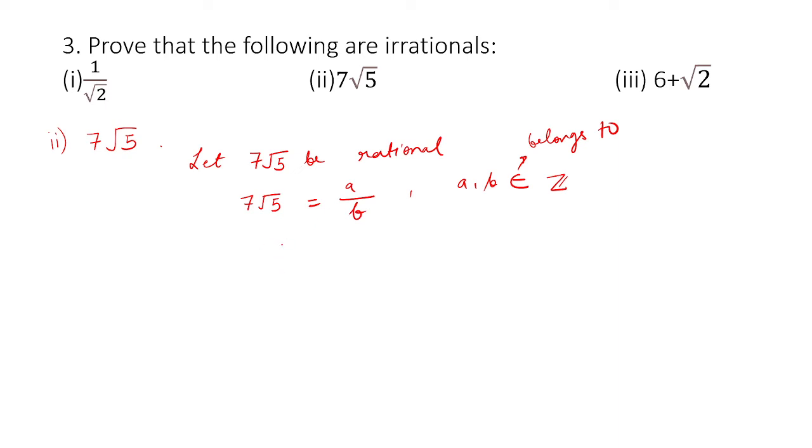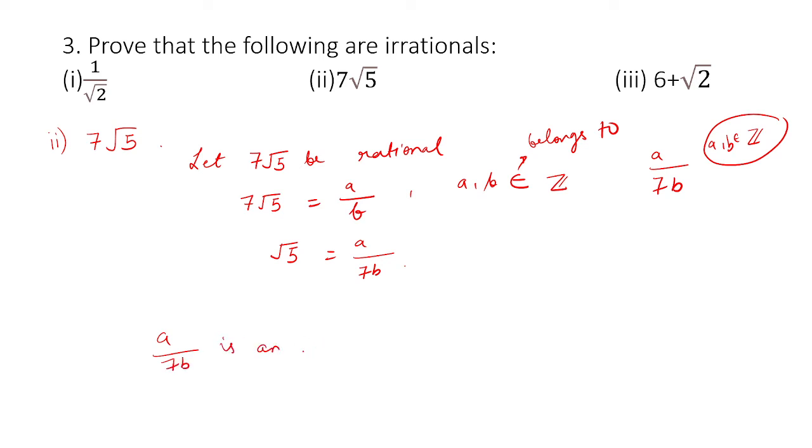Now let's make some changes. So I'm going to keep root 5 as it is, and I'm going to bring 7b over here. Now you look at this, a by 7b, where a and b are both integers. Okay, a and b are both integers. So that means a by 7b is a rational number. Okay, it is a rational number.